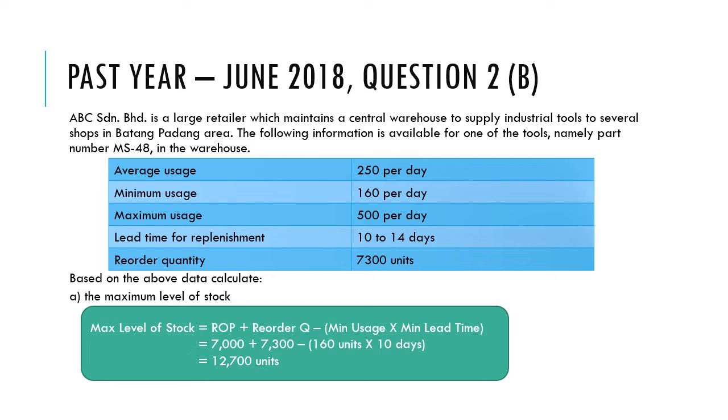So put in the figure that you calculated previously, which is the 7,000 units, plus the reorder quantity 7,300 units, minus the minimum usage of 160 units per day times 10 days, the minimum lead time, and then you should get 12,700 units. So the maximum level of stock for material MS48 should at most be 12,700 units. Any more than that, then you have exceeded the maximum level of stock.